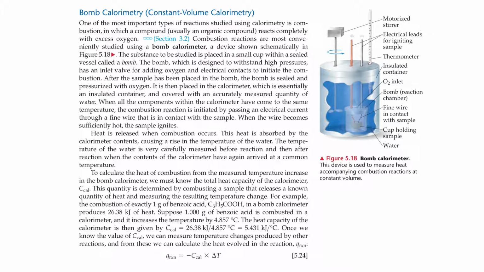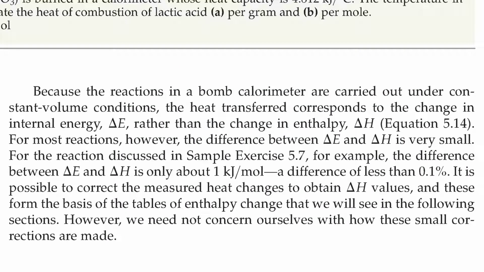Once we know the value of C sub cal, we can measure temperature changes produced by other reactions. From these we can calculate the heat evolved in the reaction, Q of reaction. Q of reaction is negative C of cal times delta T. Because the reactions in a bomb calorimeter are carried out under constant volume conditions, the heat transfer corresponds to the change in internal energy, delta E, rather than the change in enthalpy, delta H. For most reactions, however, the difference between delta E and delta H is very small.